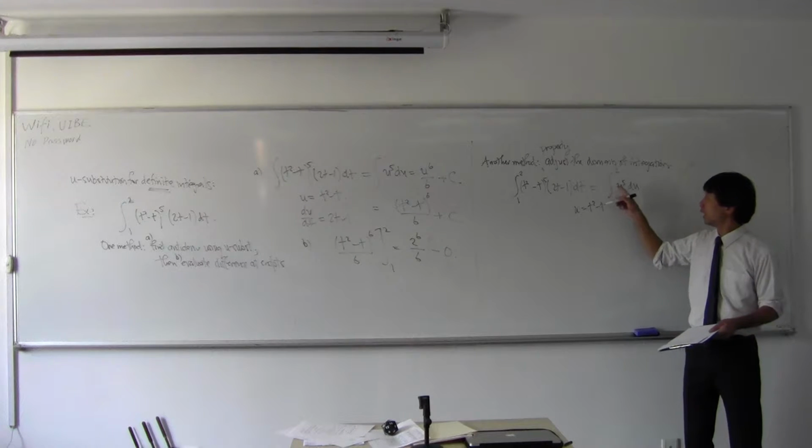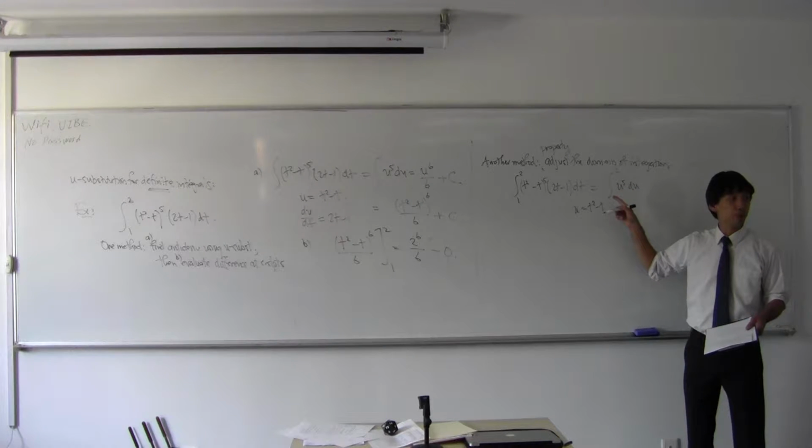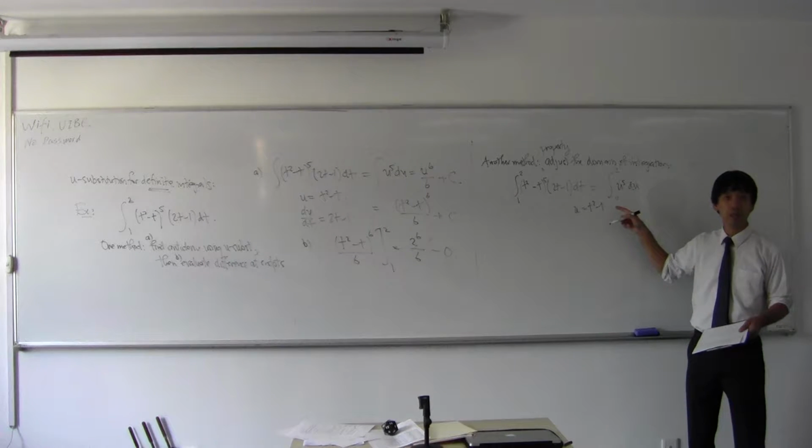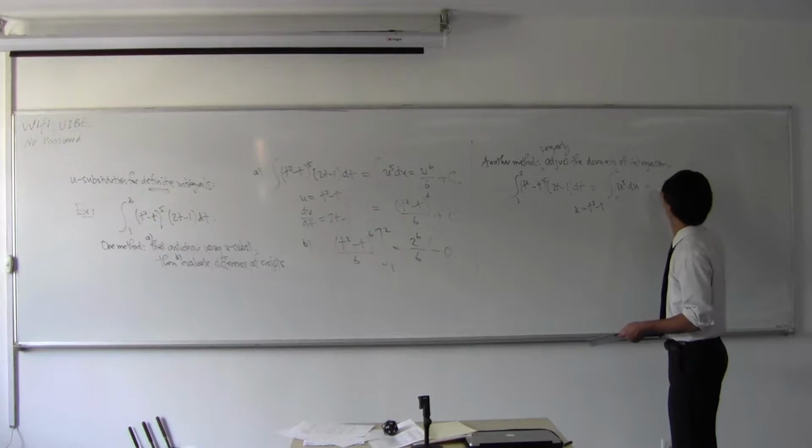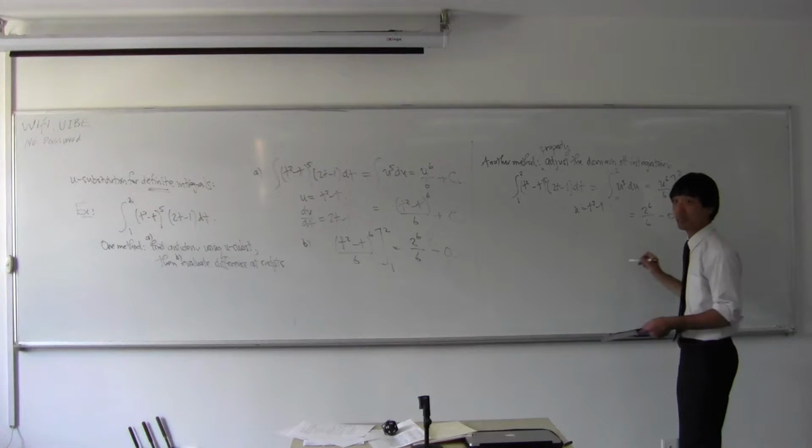Okay. So I get another definite integral, but with an adjusted interval of integration. And what do you get? U to the 6 over 6 from 0 to 2. And what's that? 2 to the 6 over 6 minus 0 again.